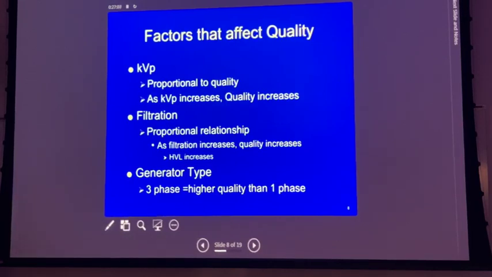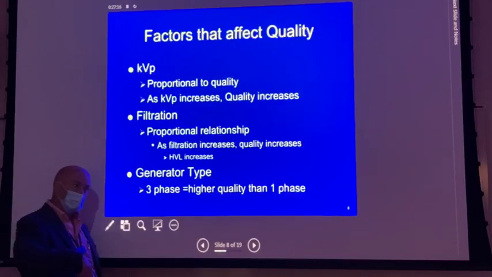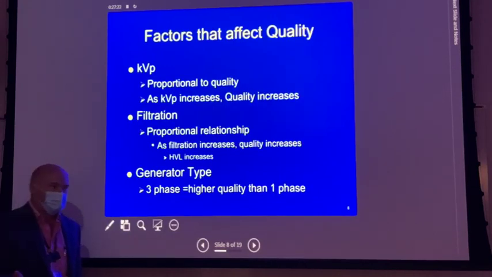Filtration also has a proportional relationship. As filtration goes up, we also get an increase in quality. We get a decrease in quantity, we get an increase in quality. And that is where your half value layer comes in.